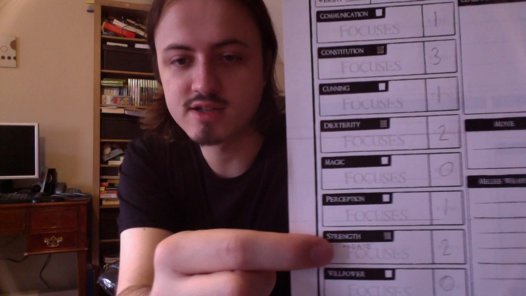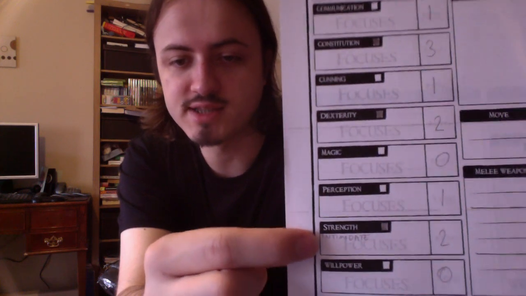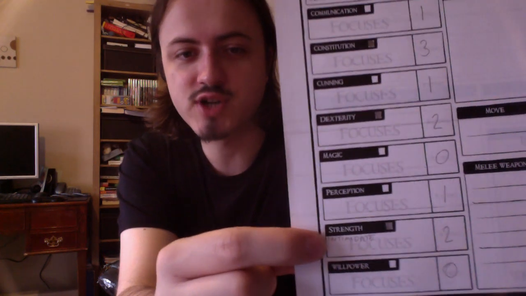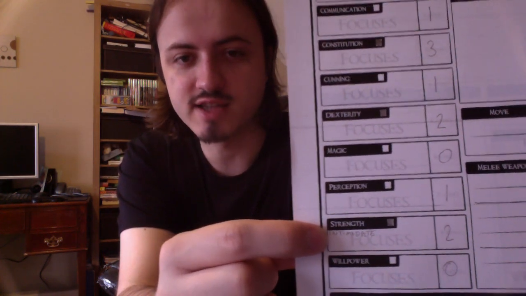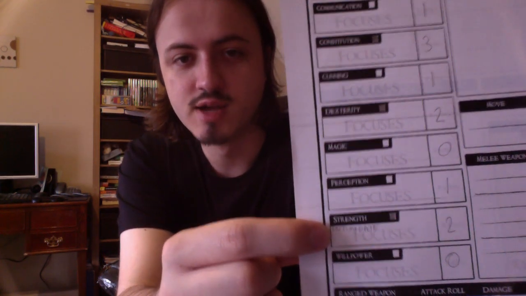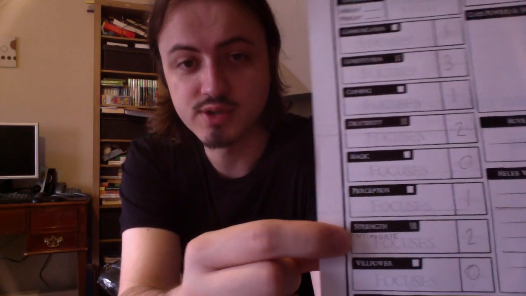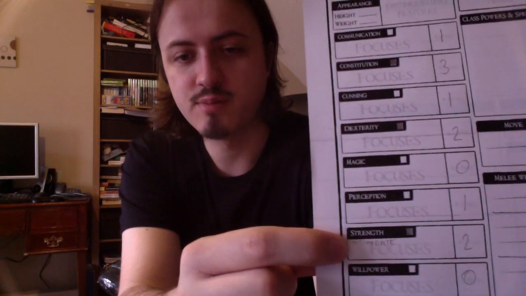So we have here, under the strength, I don't know if you can see it in the bad pencil there, but intimidate. So that means that if he was to try and do just a general strength test, he'd roll 3d6, add 2. But if he did an intimidate test, he'd do 3d6 plus 2, which is his strength, plus 2 because he's got the focus intimidate.